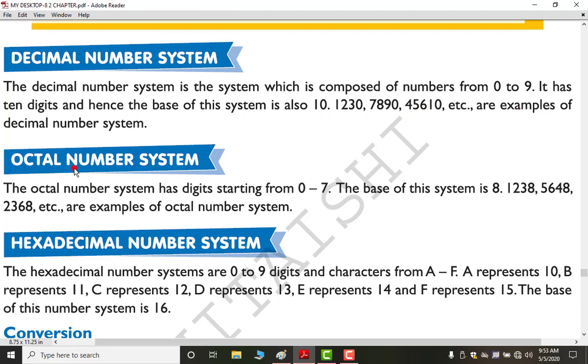Next one is octal number system. The octal number system has digits starting from 0 to 7. In this octal number system, we have a total of 8 digits. Okay, that's why the base of the system is 8. Examples are given here.